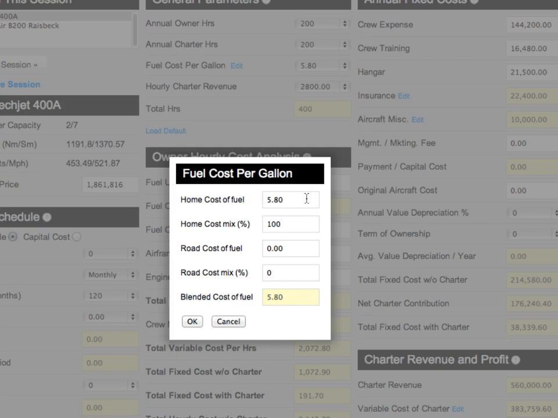And then some of these edit buttons here, for example, fuel cost per gallon. This has to do more with clients that have larger equipment and they're pumping fuel at home and tankering. So maybe the guy's going to pump out home at 3.25. He's going to buy 60% of his fuel at home, and then maybe when he's on the road, he's going to be paying 6.25. That would equate to 40%. So we get what we call the blended cost of fuel. Okay.